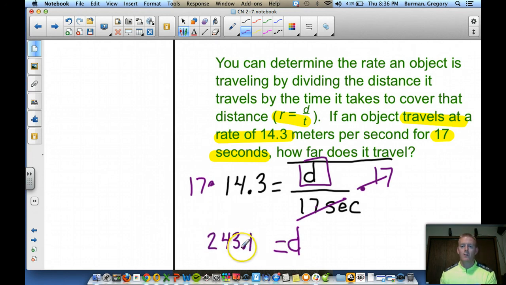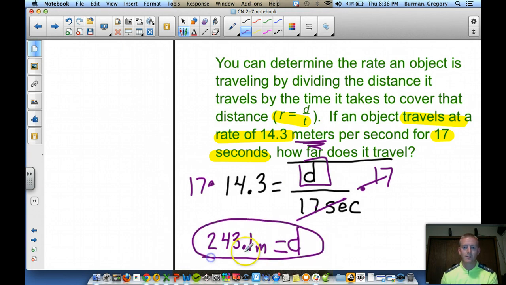17 times 14.3, and I get the answer of 243.1. Now if we're talking about meters per second, how far do we travel? Well, the label would be then meters, and it's important that I label that. So the distance that this object has traveled is 243.1 meters.